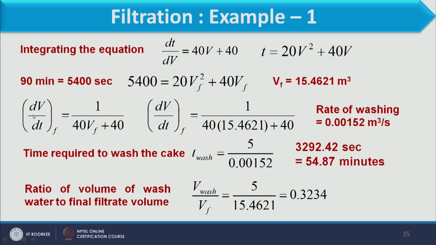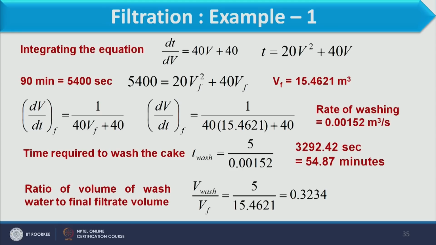And the final rate of filtration, as we have seen in the last slide, is dV by dt equal to 1 by 40 Vf plus 40. When we put the value of Vf, which is 15.4621, we get the final rate of filtration equal to 0.00152 meter cube per second. As per the problem, the rate of washing will depend on the final rate of filtration. So the rate of washing in this case should also be equal to 0.00152 meter cube per second.